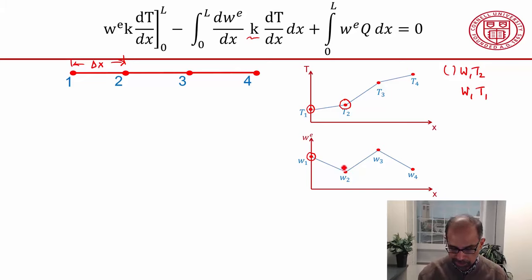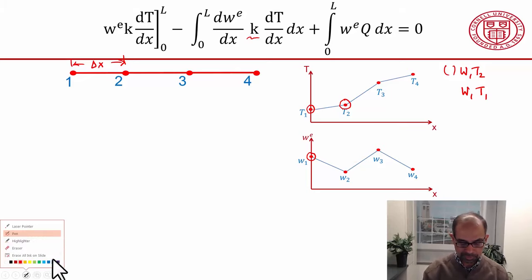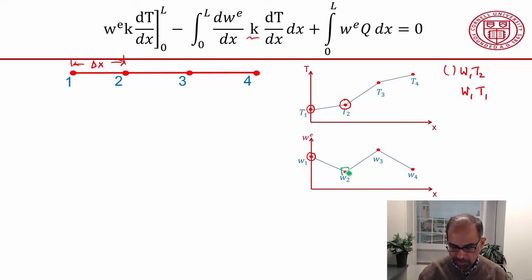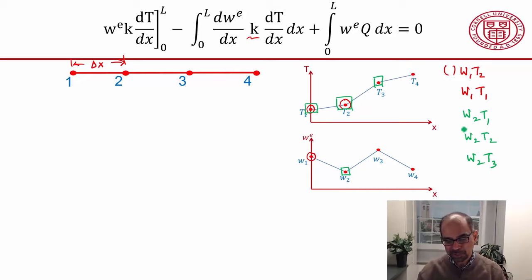Then let's consider W2. When you do the integration over the first element, you will get a term where W2 multiplies T1. You will also get a term where W2 multiplies T2. And then when you do the integration over the second element, you will get W2 multiplying T2, so that you can clump in over here. And then you'll get W2 multiplying T3. Okay? But you won't get any terms where W2 is multiplying T4. So you see these terms, the W's will multiply only the neighboring nodal temperatures.